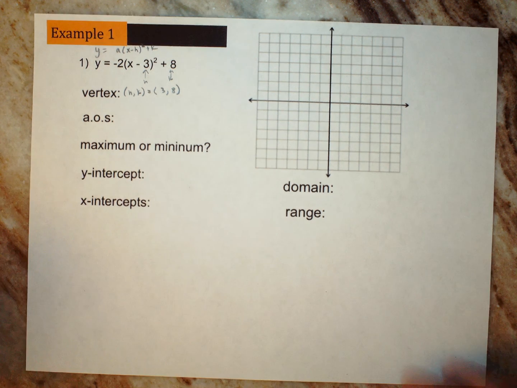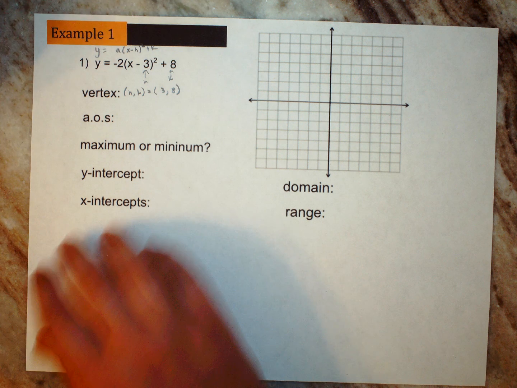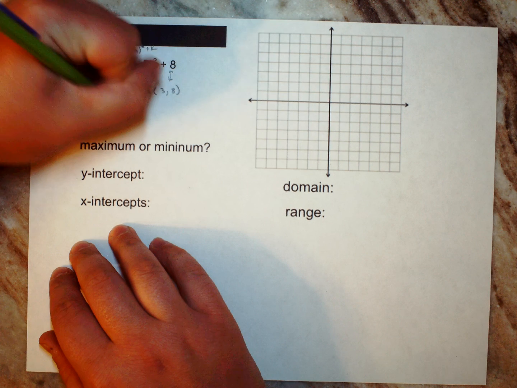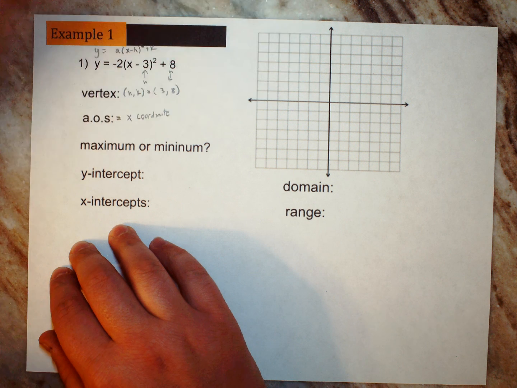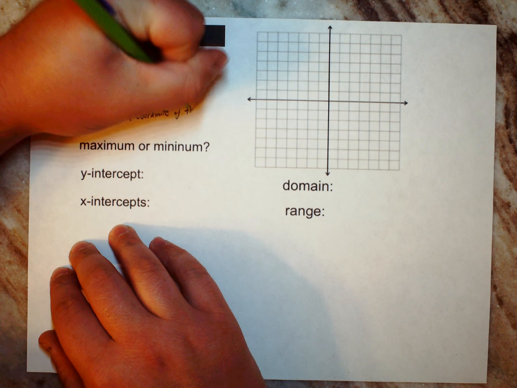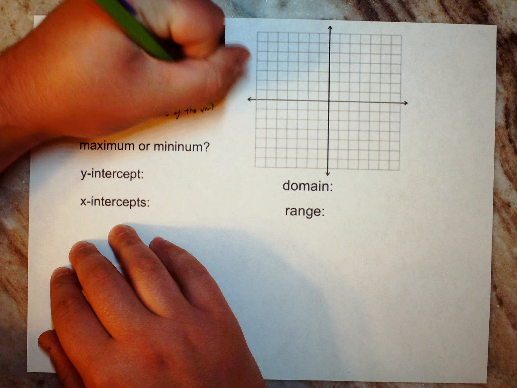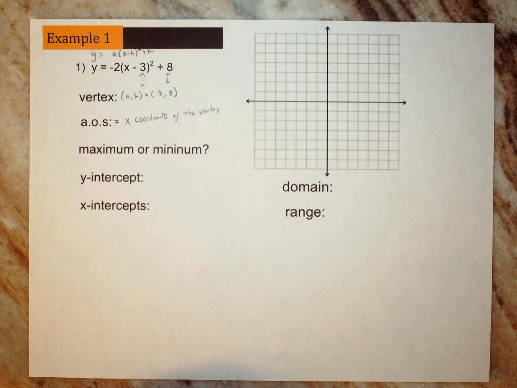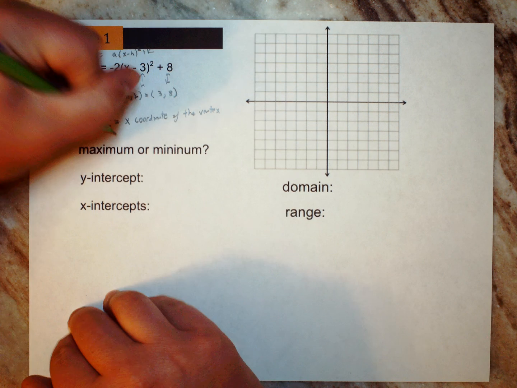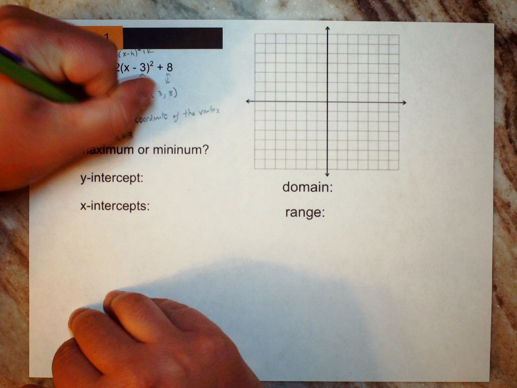So for the axis of symmetry, the axis of symmetry is equal to the x-coordinate of the vertex. So in this case, the x-coordinate of the vertex is 3. So the axis of symmetry is x equals 3.